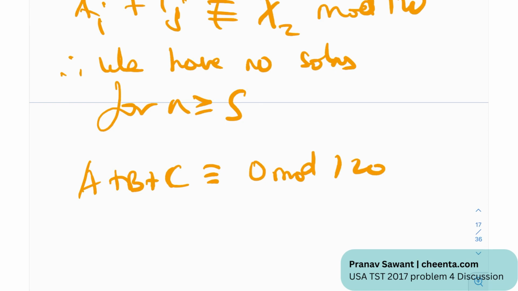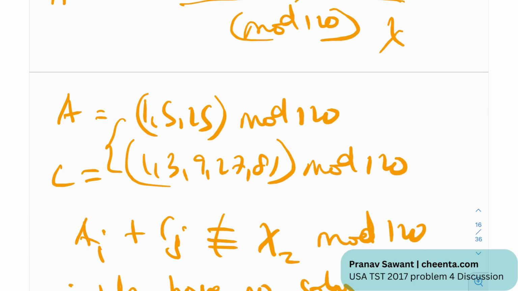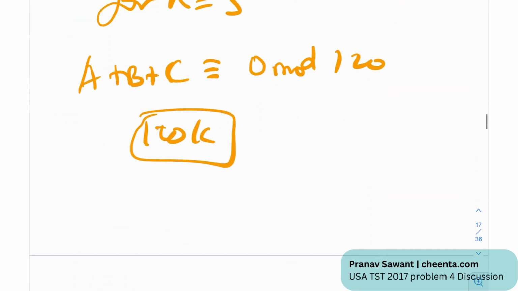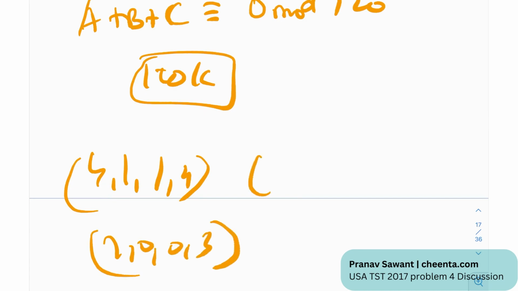And then you can see that after a certain point none of these will ever be equal to 0 mod 120. It will never be of the form 120k. That will never ever happen, right? And therefore there exists no solution for n greater than or equal to 5. What I essentially did here was simplify the casework and some calculations for you a little bit. So we have only 3 solutions which we had found earlier, which are 4, 1, 1, 4, 2, 0, 0, 3, and 1, 1, 0, 3, and that's all the solutions.